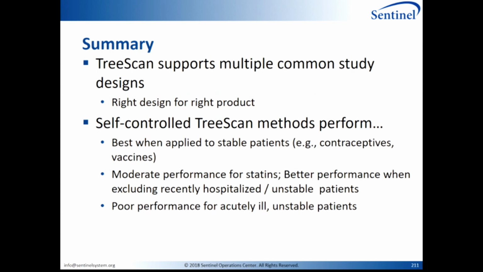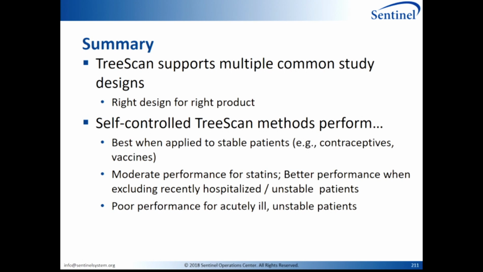So in summary, TreeScan supports multiple common study designs, but you have to choose the right design for the right product. And there may be times when the one-to-one propensity score match design is superior to the self-controlled risk interval design. In the same way this morning when Justin and Jane both talked about it, there are times when you would want, even in a one exposure, one outcome type look, to choose one of the designs over the other.